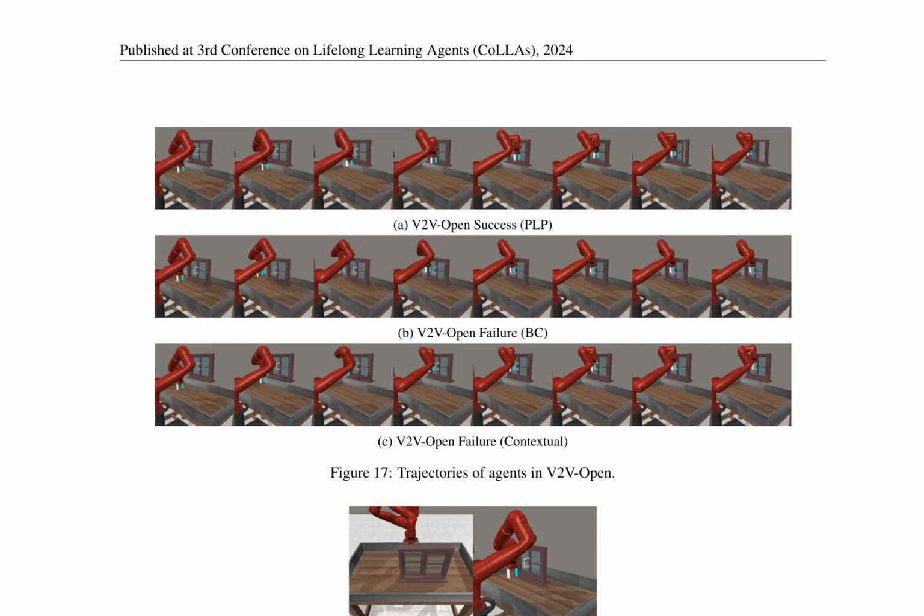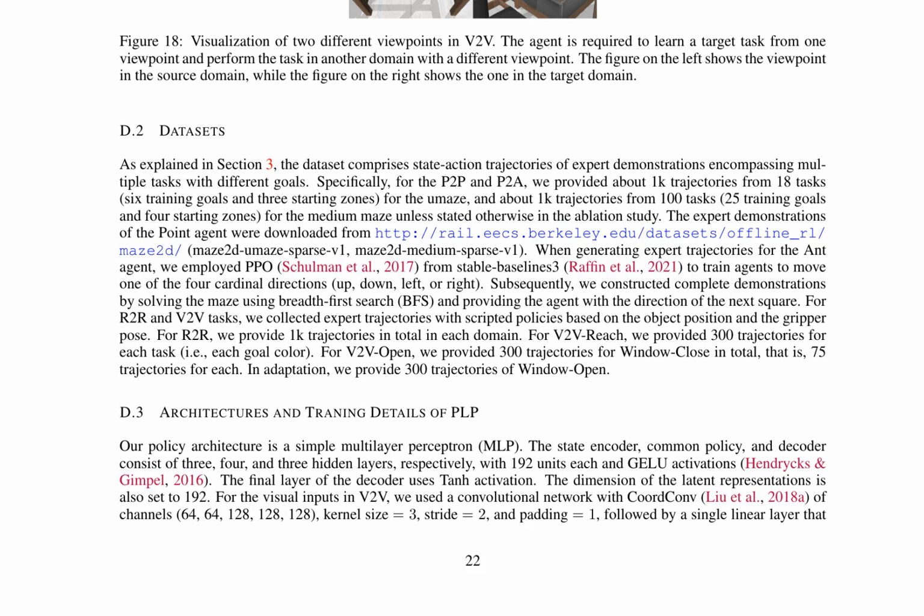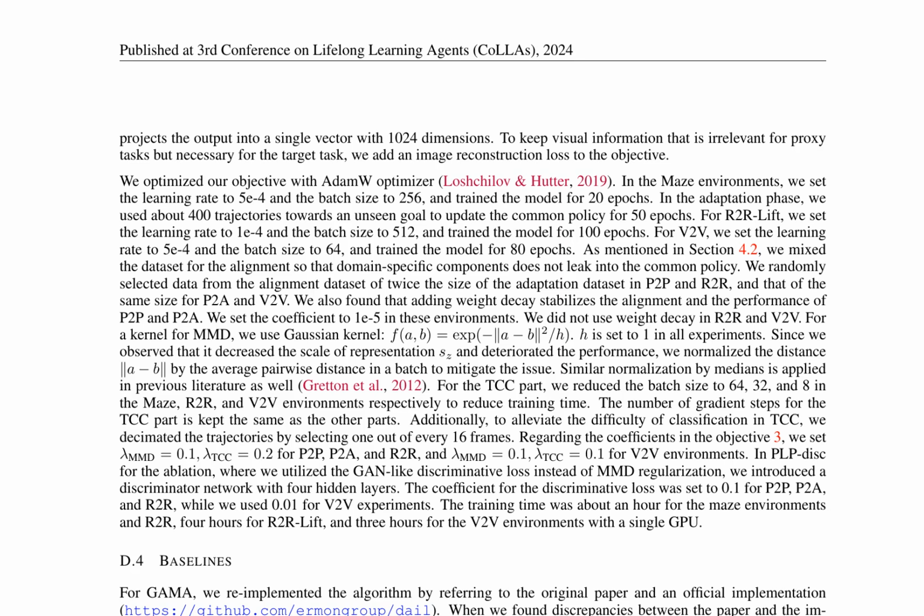The dataset includes state-action trajectories of expert demonstrations across multiple tasks. For training, the authors employ a multi-layer perceptron (MLP) for the policy architecture and a convolutional network for visual inputs in V2V. The results demonstrate the effectiveness of their approach in lifelong learning, particularly in adapting to new tasks and environments. Here is the combined summary of pages 23 and 24 of the research paper.